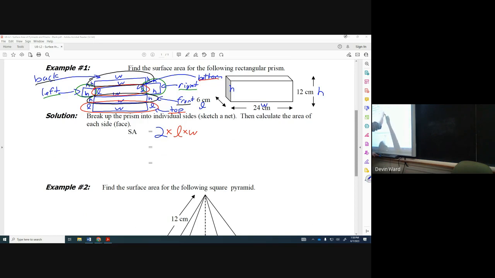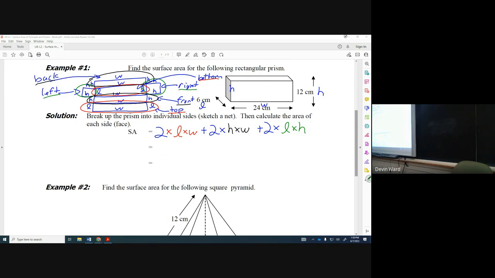Then I'm going to add that to 2 times, because I'm multiplying by 2 because I have one right here, one right here. So I have 2 of them, so 2 times length times width. Then I'll have 2 times my front and back, were the height times the width. Height times the width will give me that area. So 2 times height times width, plus 2 of the greens, which are length times height. Length times height. So 2 times length times height.